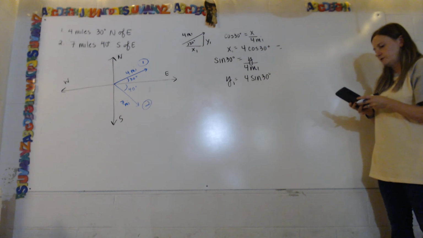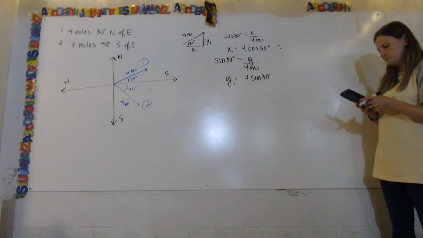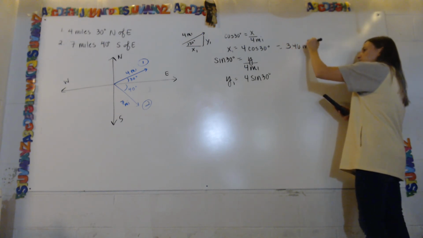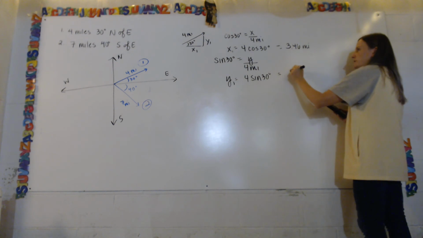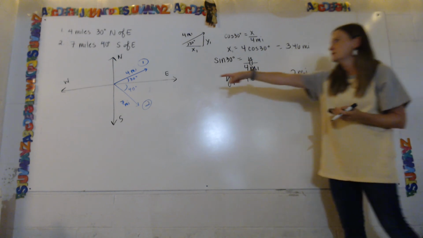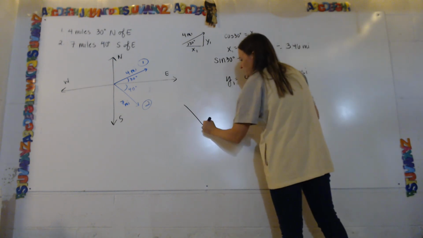And actually, cosine of 30, some of you should have that memorized, depending on your math class. We multiply that by 4, it's about 3.46 miles. And the y, we know that one in our heads, 2. Okay, and then I'm going to go do the same thing for the second vector. So the second vector was pointing down like this.